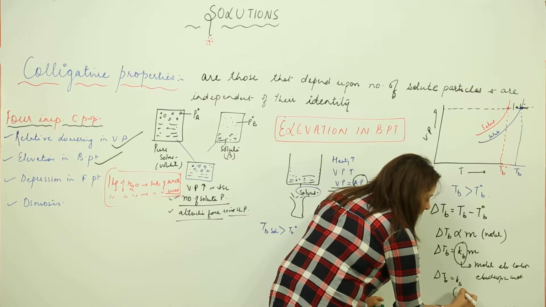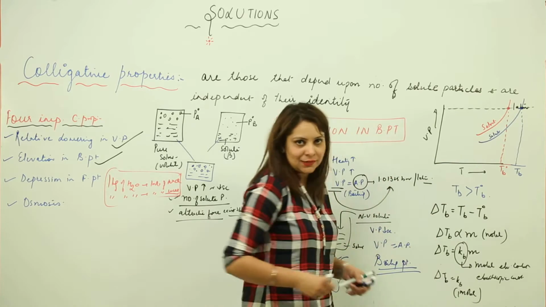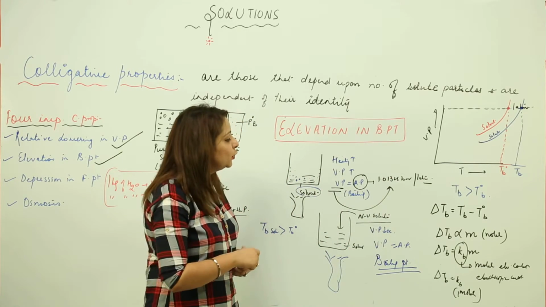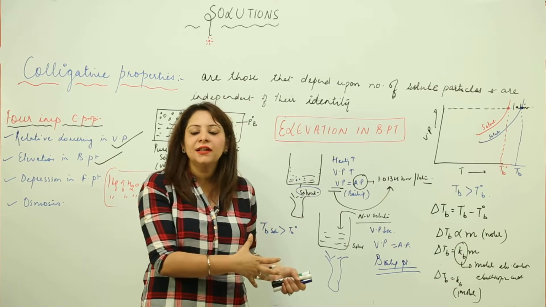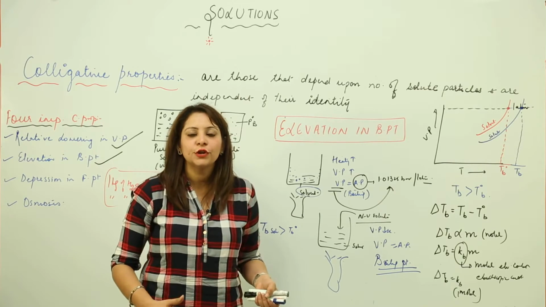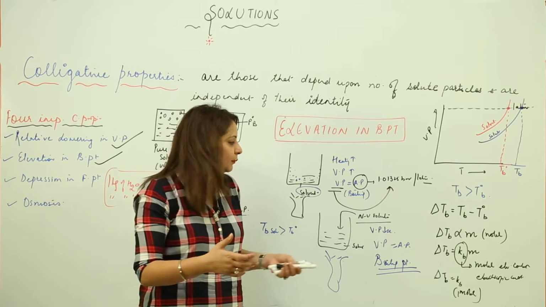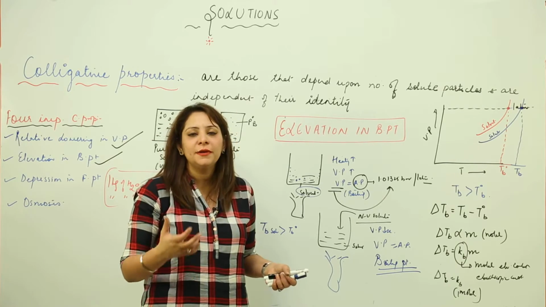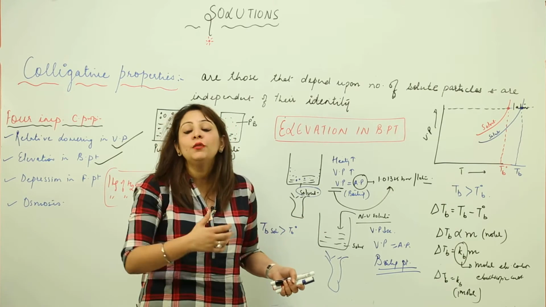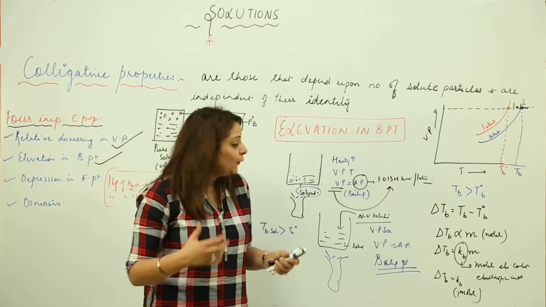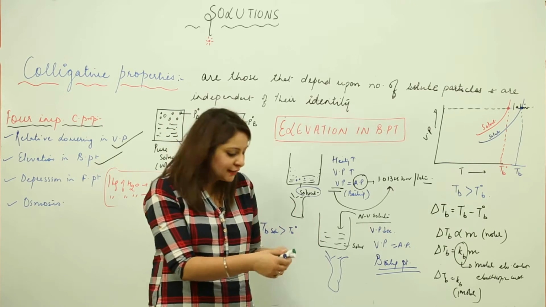When the concentration of the solution is 1 molar, it is equal to Kb. Hence it is proved that it depends upon the molar concentration of the solute, and that means it is a colligative property. We may find a numerical on the basis of this elevation in boiling point where we are asked to find the molar mass. We can relate it with the molar mass also.